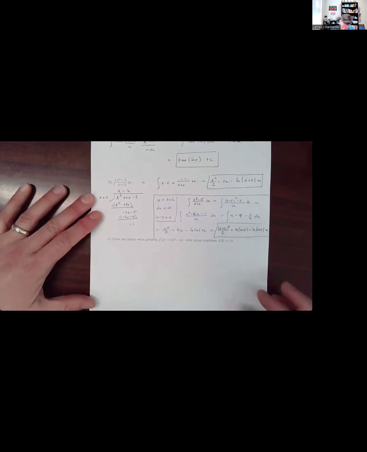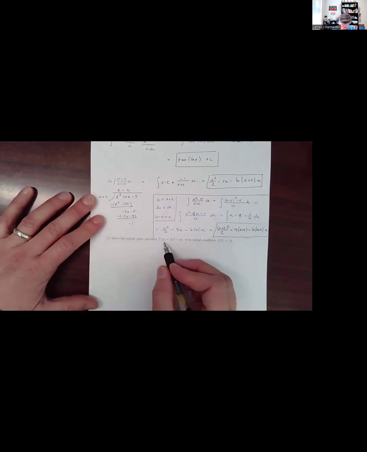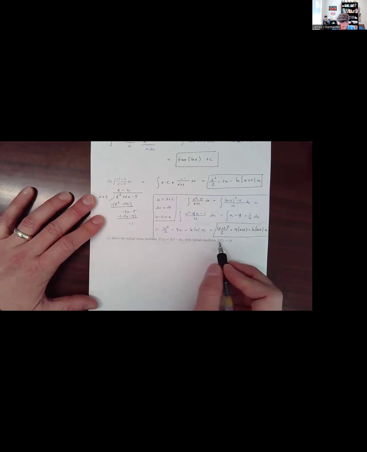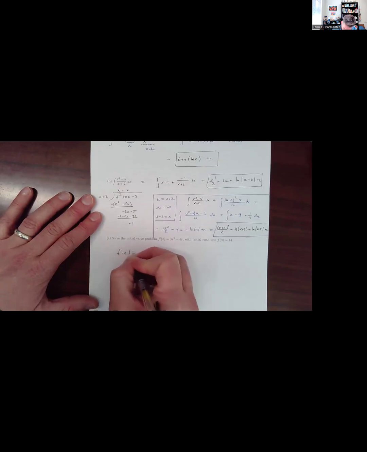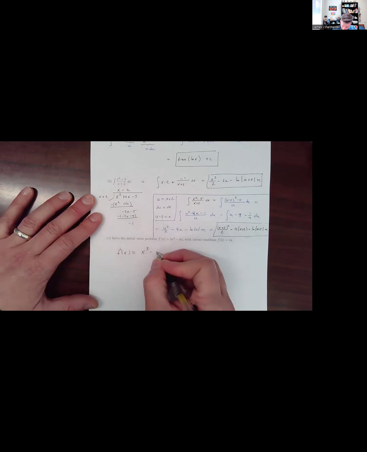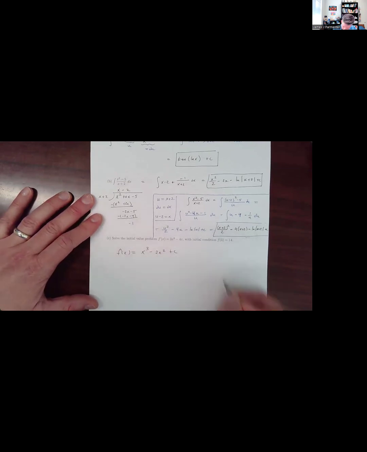All right, let's look at part C. Solve the initial value problem, f prime equals 3x squared minus 4x with the initial condition f of 3 equals 14. So to find f of x, we're going to anti-differentiate. The antiderivative of 3x squared minus 4x is 3x cubed over 3, which is x cubed, minus 4x squared over 2, which is 2x squared, plus c.